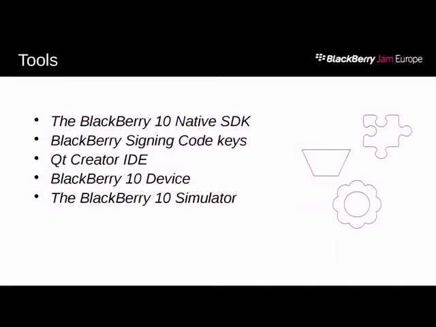Okay? So what are the tools that you need to have? First, you need to download and install the BlackBerry 10 Native SDK, which, by the way, contains a pre-built Qt version that enables you to build your application for both ARM and x86 architectures, so you can deploy your apps on both the simulator and the device. You also need to request BlackBerry code signing keys. I will briefly explain it on the next slide.